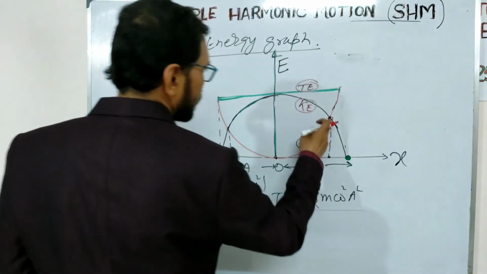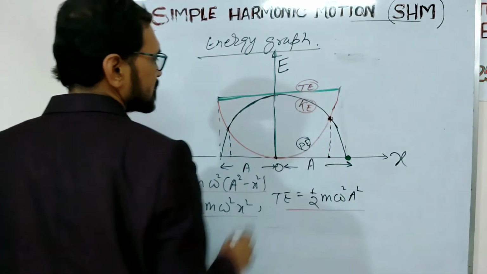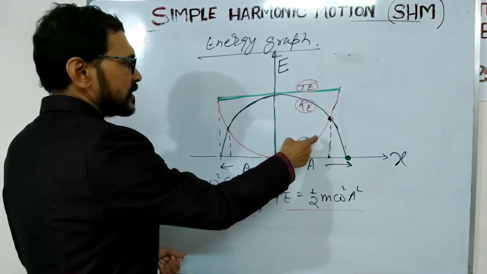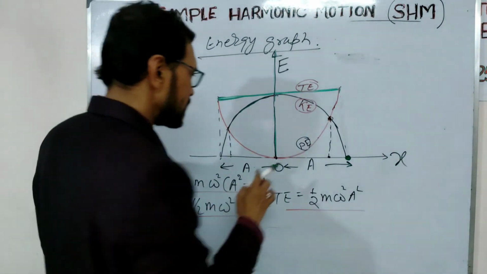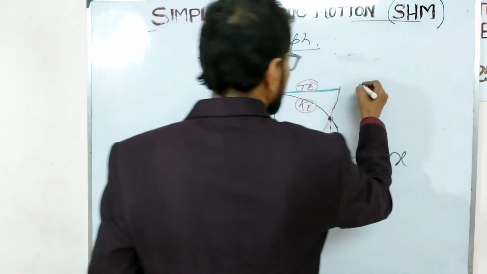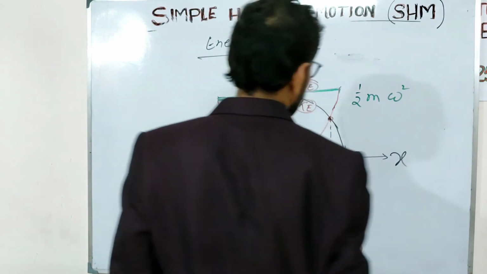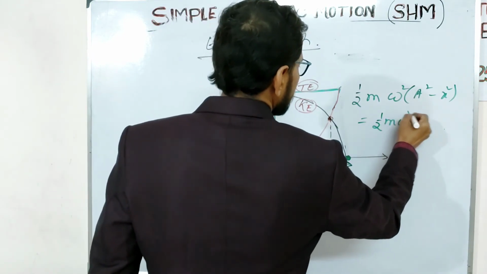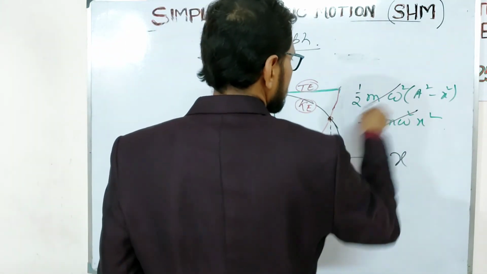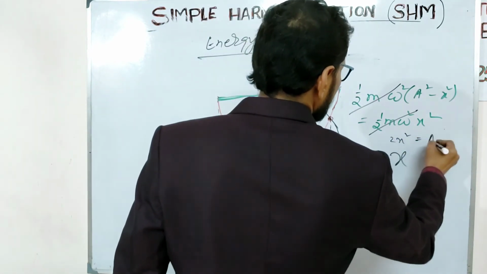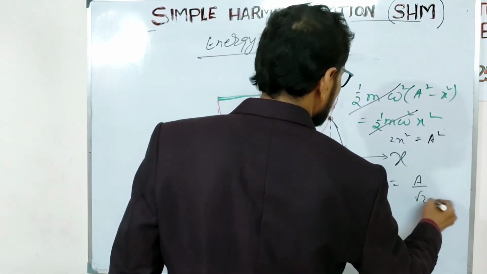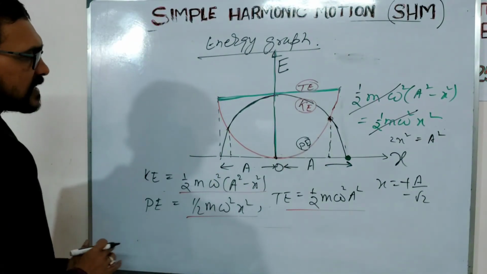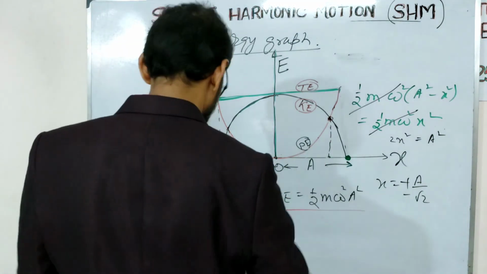Now what is the point where kinetic energy and potential energy are equal? We get two points on the x-axis where kinetic energy and potential energy are equal. For that, we equate kinetic energy and potential energy. Cancel this. We get 2x square equal to a square. So x equals plus or minus a by root 2. So at these two positions, the potential energy and kinetic energy are equal.